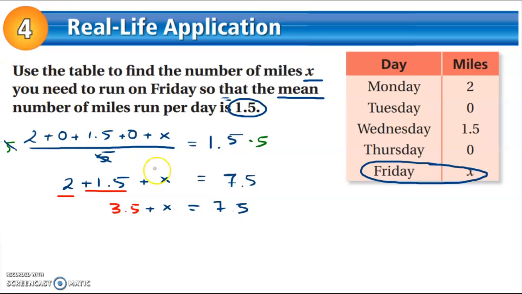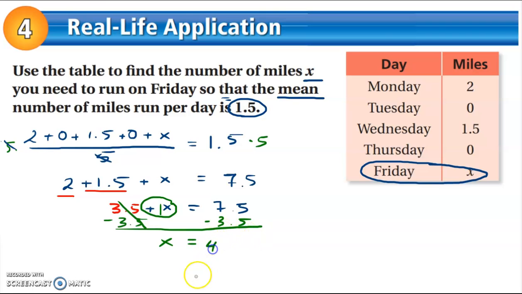Eliminate what's outside the circle. This is what we're solving for. That's 1x. Okay, so eliminate in this case. This is a plus, so we're subtracting 3.5 from each side. This cancels out. We get x is equal to 4. That's our final answer.